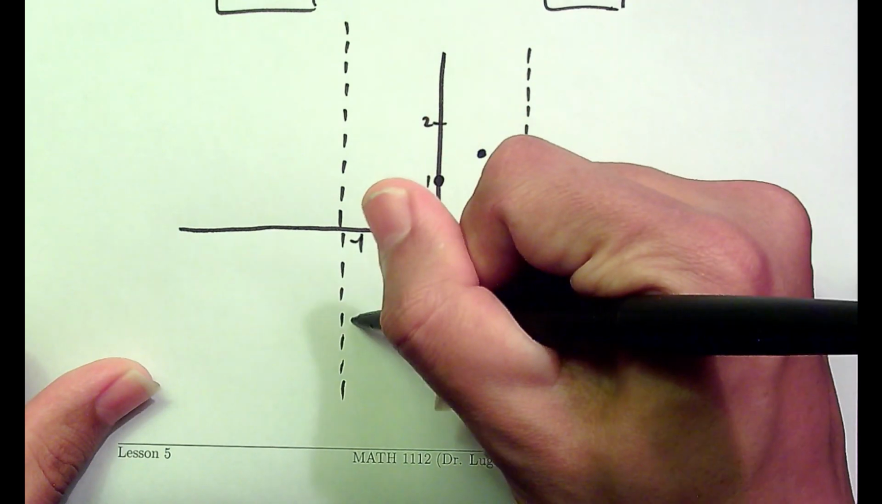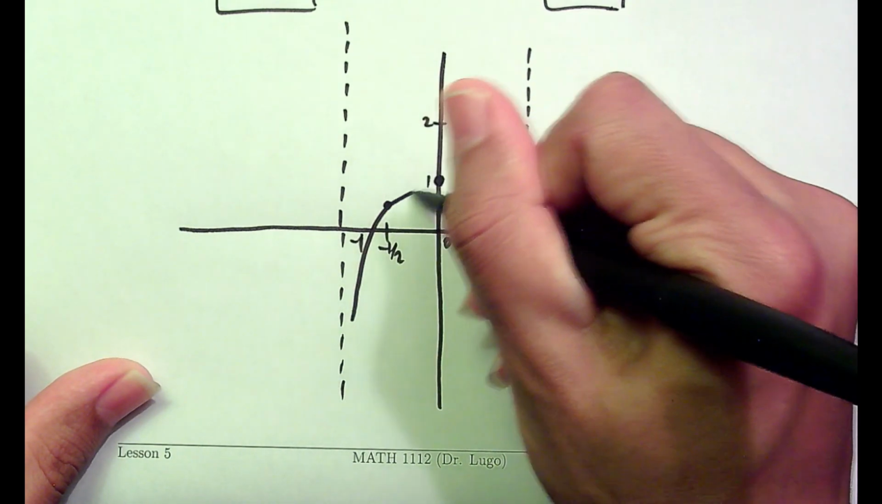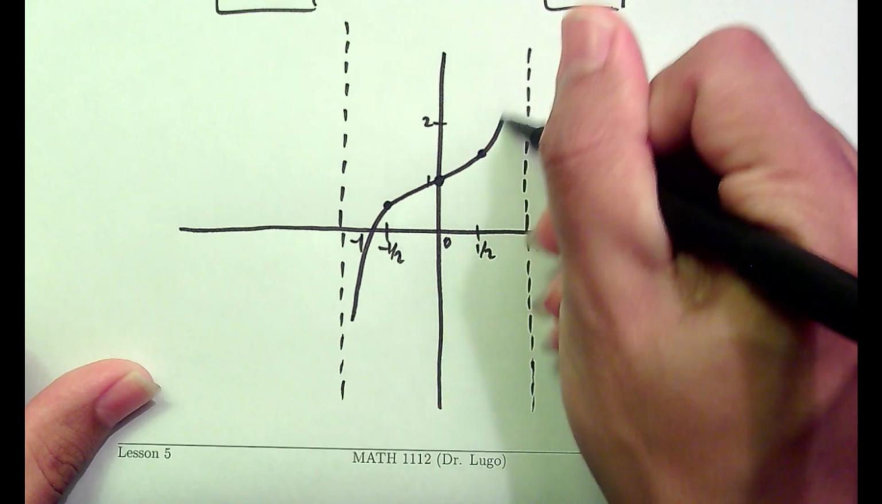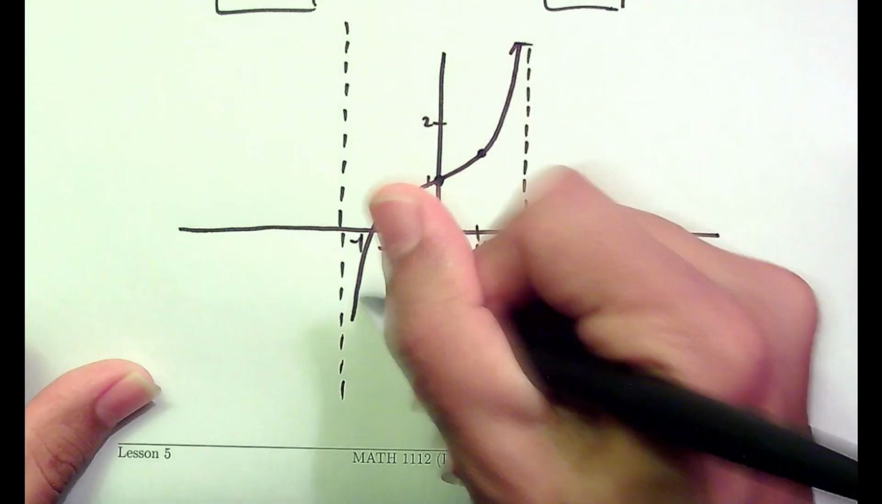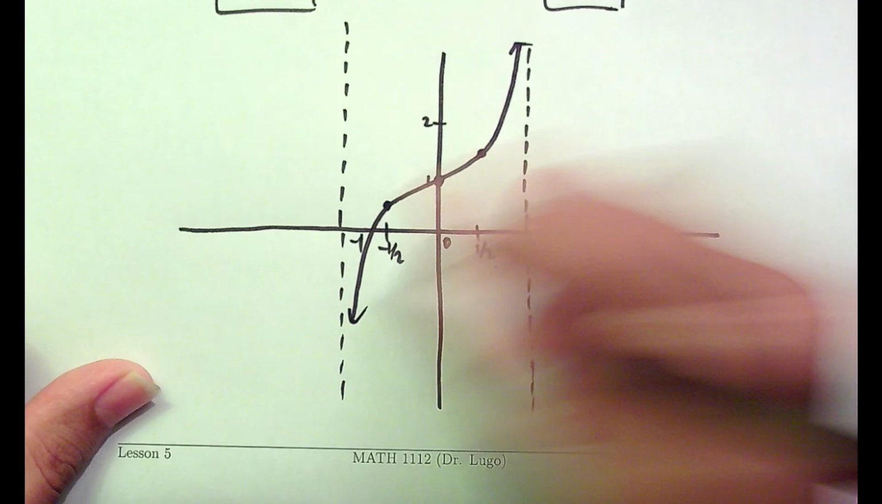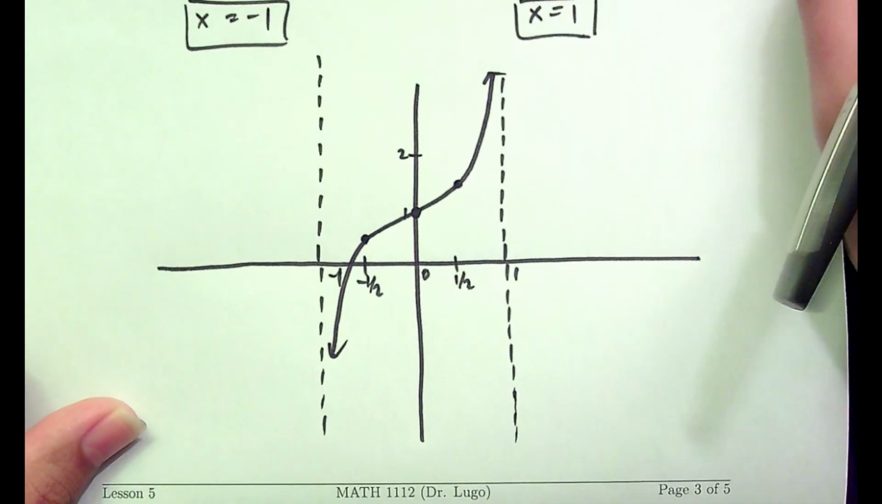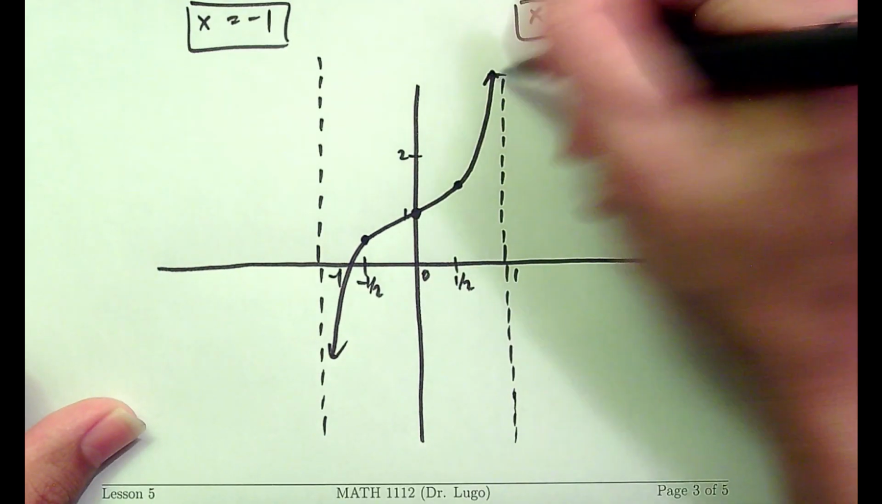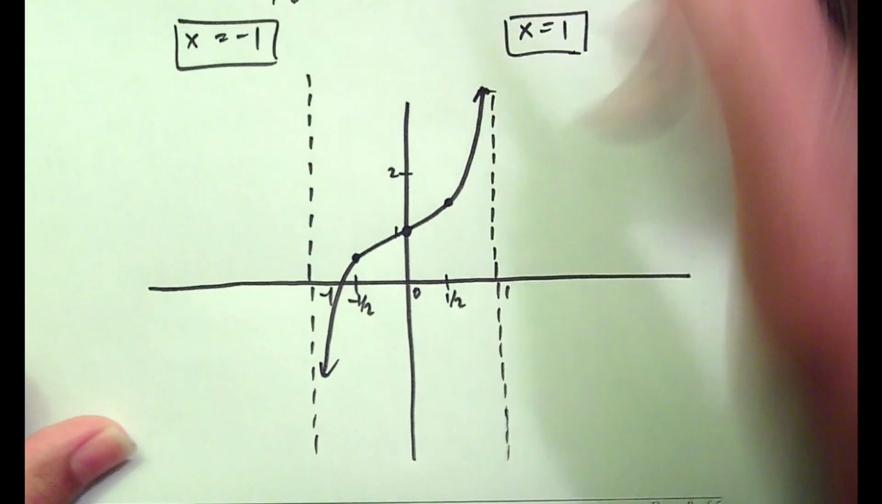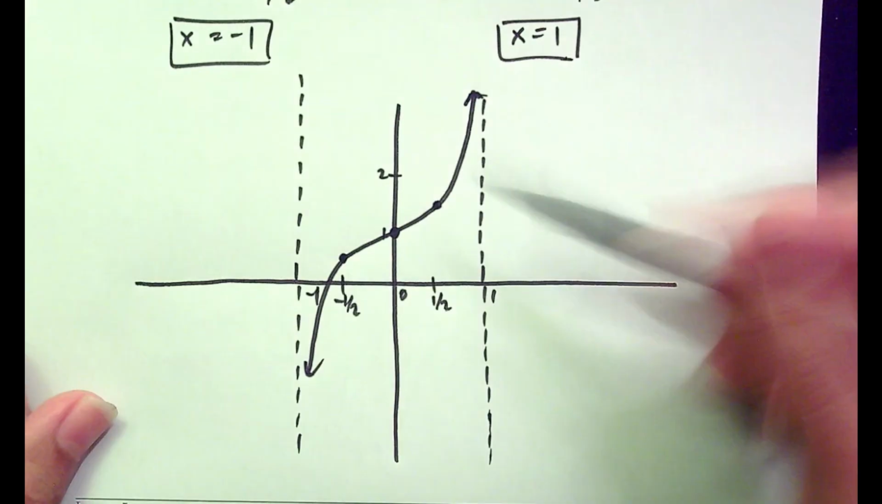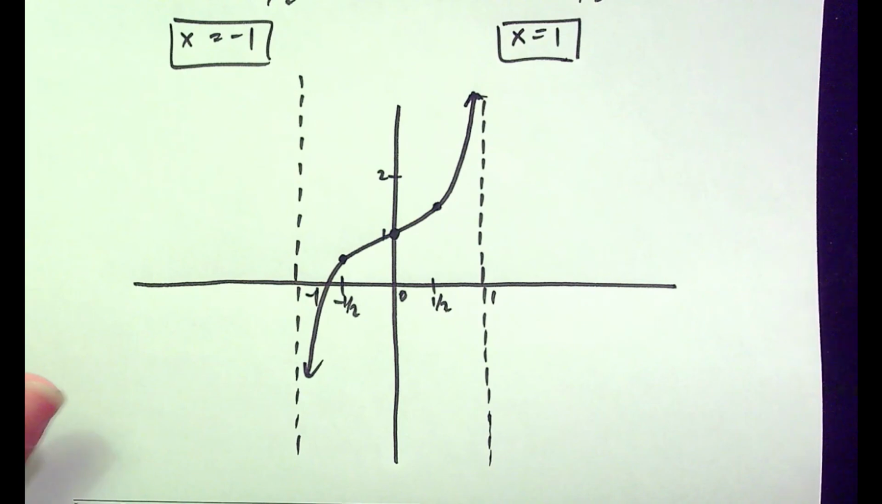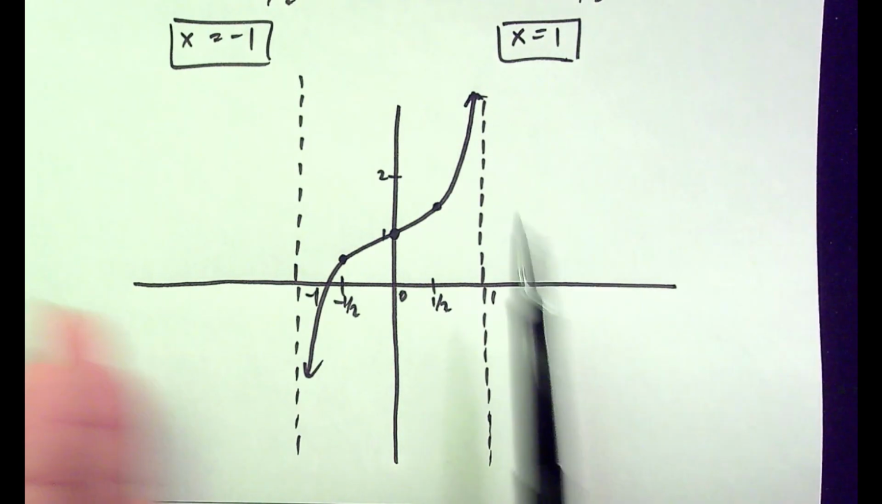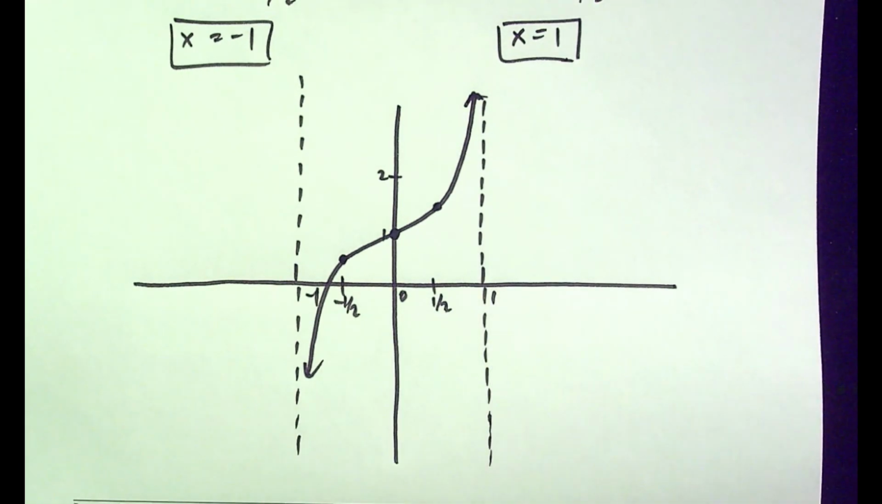So let's connect them. Curvy shape. Okay, there we go. That's the graph of this function f. And of course, you know that this is supposed to repeat itself infinitely many times. This is just one period. This repeats itself infinitely many times to the right, infinitely many times to the left.